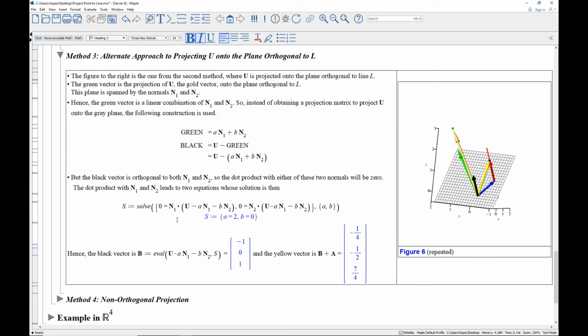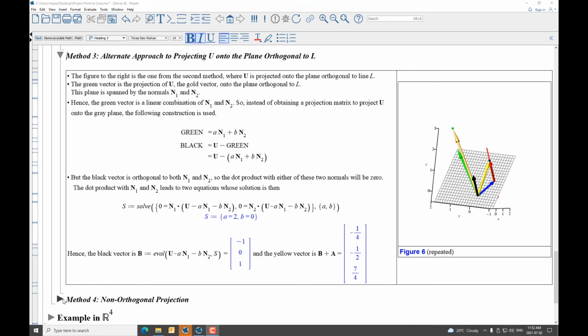And so that gives me two equations: n1 dot the black vector and n2 dot the black vector, and those dot products are both 0, and I can solve for these coefficients a and b. If I put those coefficients back into this expression for the black vector, I get this vector. If I add the black and the blue, A is the blue, I will get the yellow vector, and its components are minus a fourth, minus a half, 7/4.